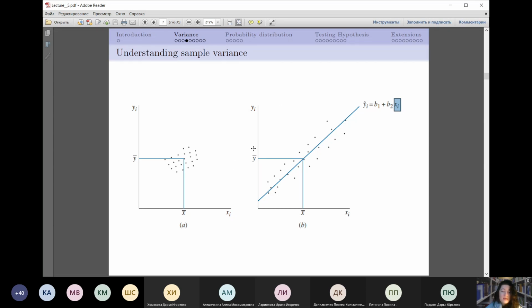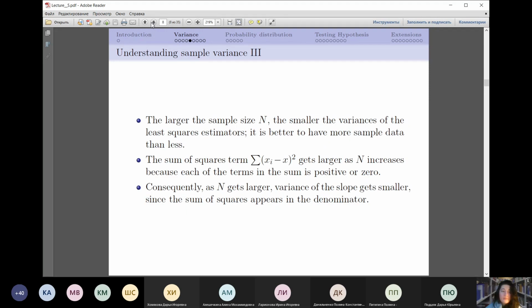Okay, but this is the discussion about how can we estimate the coefficient more precisely. Next term. And next term in the formula of variance of our coefficient is the sample size.